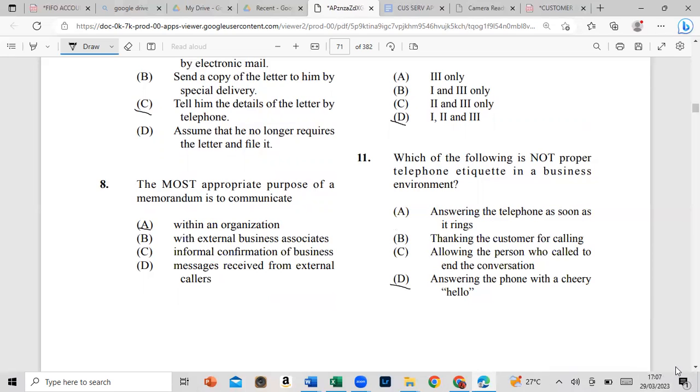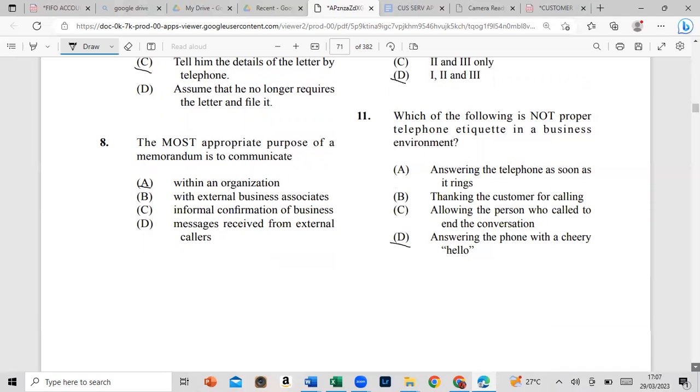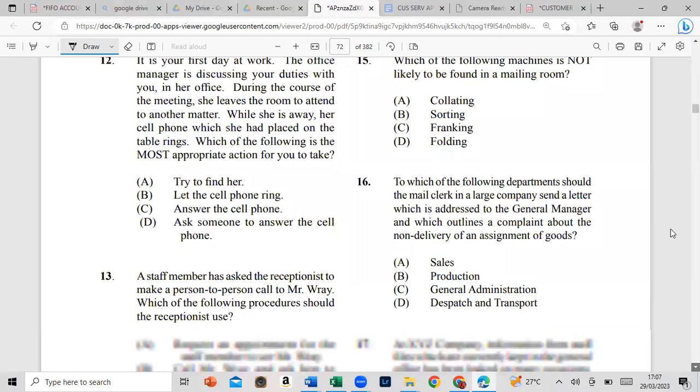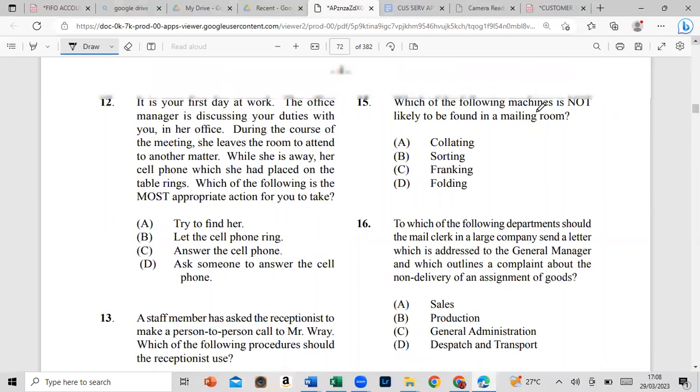Let's move on to number 12. It is your first day at work. The office manager is discussing your duties with you in her office. During the course of the meeting, she leaves the room to attend to another matter. While she's away, her cell phone, which she had placed on the table, rings. Which of the following is the most appropriate action for you to take?